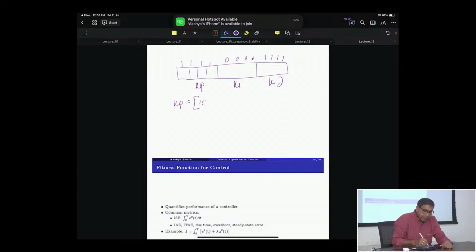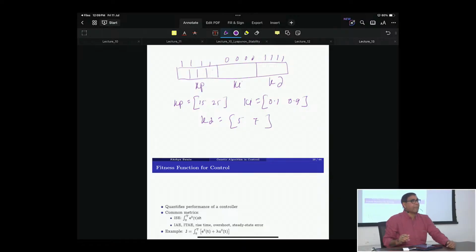And you have given, that's up to you, that Kp is equal to 15 to 25. Ki is equal to 0.1 to 0.9. And Kd is equal to 5 to 7. This is the range you have given, right?